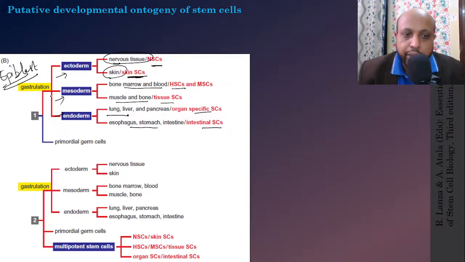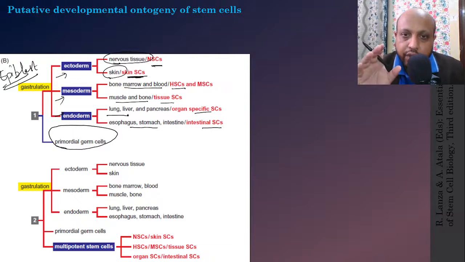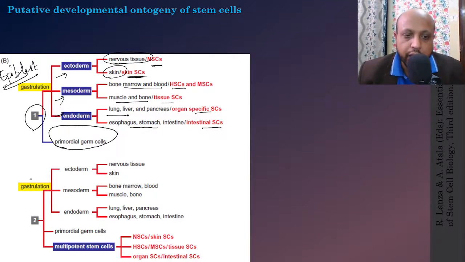Now at this time, you are also getting primordial germ cells, which are a very distinct streak or different niche, and from this you are getting your gonads as well as your germinal cells, which produce the gametes. Now this is part 1, and part 2 is what has been shown, that is the tissues which have been derived, and you also get certain multipotent cells, and from these multipotent stem cells you are getting your neural stem cells, your hematopoietic stem cells and organ stem cells.